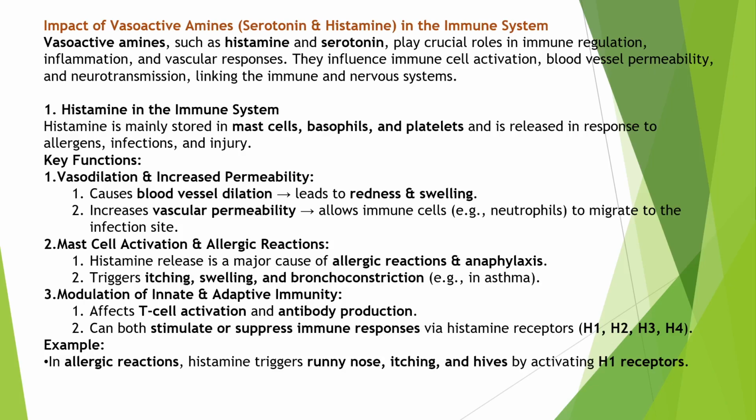So coming to the next topic, we have the impact of vasoactive amines. So vasoactive amines are your serotonins and your histamines, which are released by degranulation of your immune cells, mostly your mast cells, basophils. So vasoactive amines such as histamine and serotonin play a crucial role in the immune regulation, inflammation, and vascular responses. So they influence the immune cell activation, blood vessel permeability, and neurotransmission, linking the immune and the nervous system.